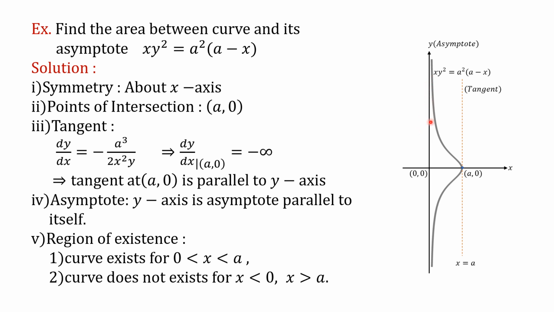Clearly here we are observing this y-axis is asymptote to the curve and this x equal to a is the tangent to the curve at point (a, 0). And what have we been asked? We have been asked to find the area between curve and its asymptote. So this one is the curve and this one is asymptote. So this is the region between curve and its asymptote, which is the required region whose area is to be found. So we will go for obtaining now area of this shaded region.